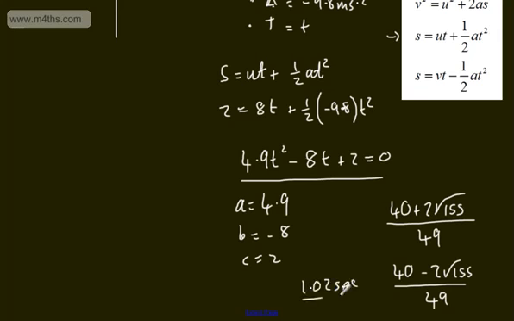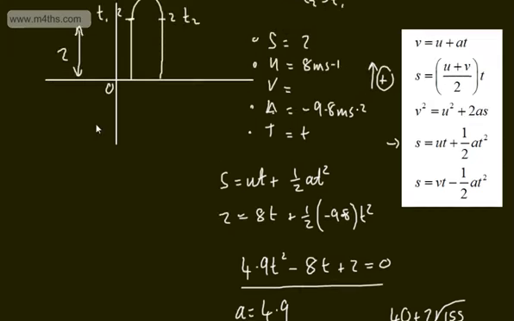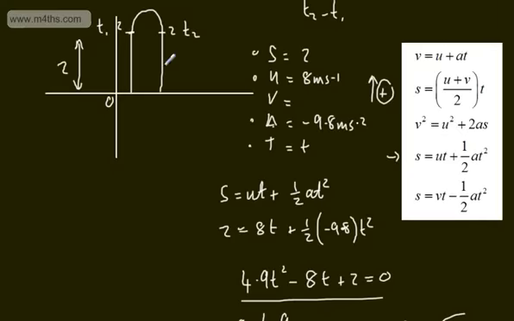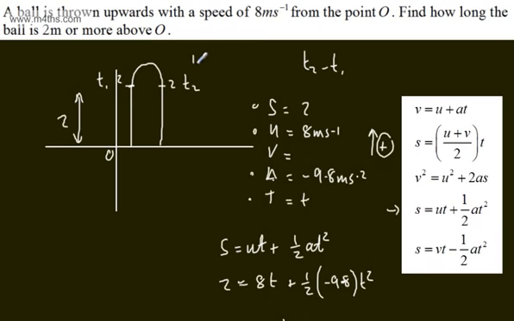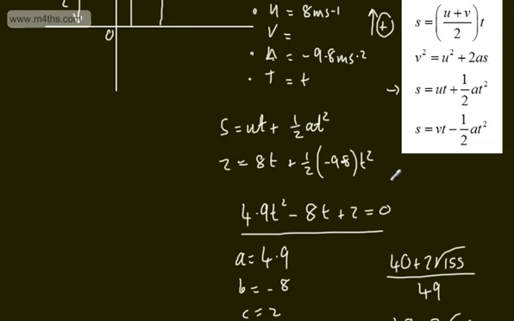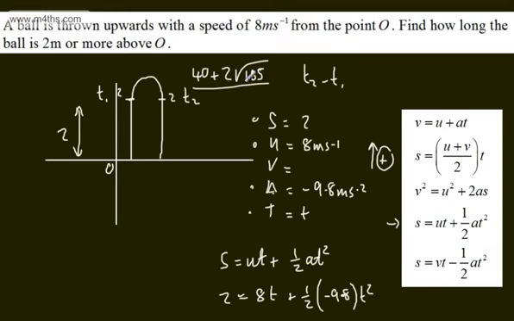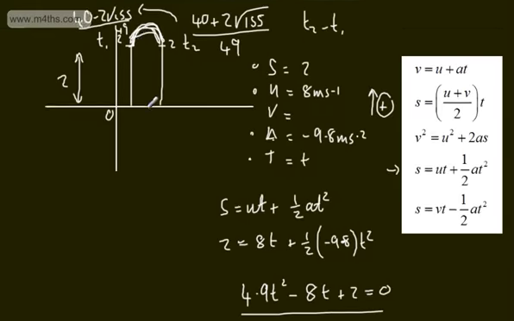So all I've done is looked at the following. This time here is 40 plus 2 root 155 over 49. So that's the time it's here. The time it was here, and I'm giving these as exact values, is 40 minus 2 root 155 over 49. So all we're doing is taking this time and subtracting that one, and that will be the time spent above or equal to 2 meters.